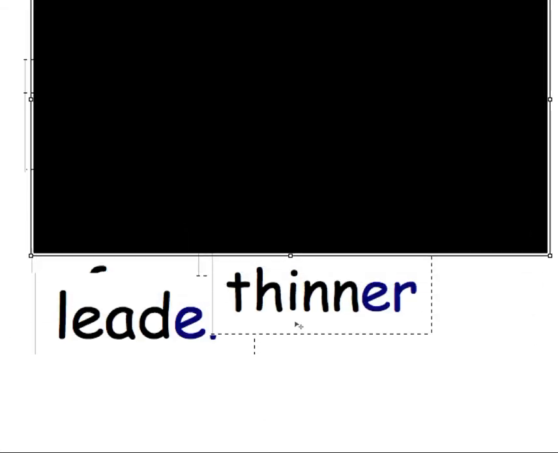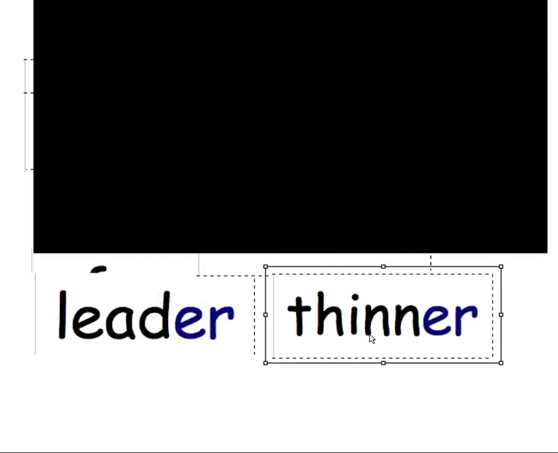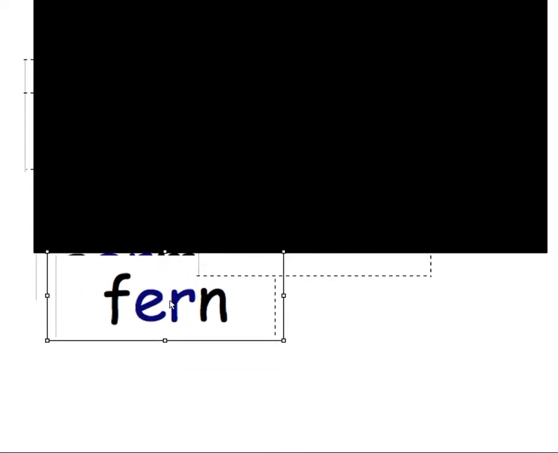All right. If you're feeling comfortable with that, let's move on to the next couple. Remember, it's okay to pause them in between each one and write them down. There it is, EA again. Leader. Thinner. Very good. There's ER right there in the middle. Fern. Did you say fern? Fern.